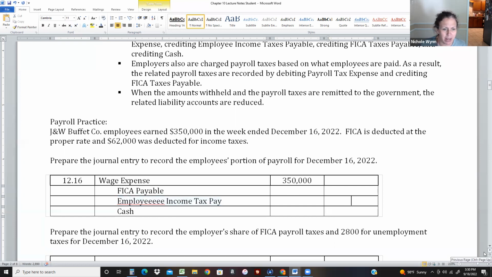So it said income taxes are $62,000. It says FICA is at the proper rate. The proper rate is 7.65%. It's 6.2 plus 1.45.